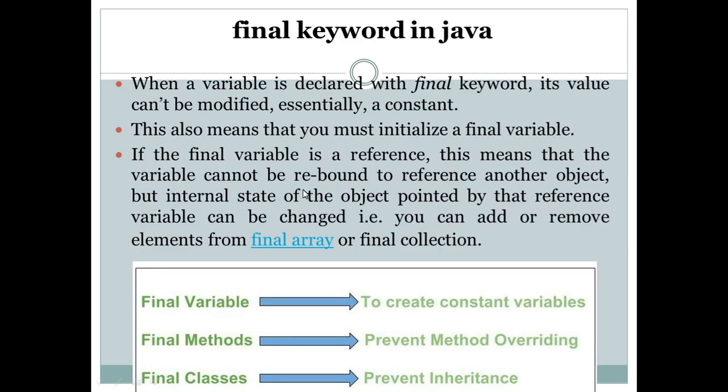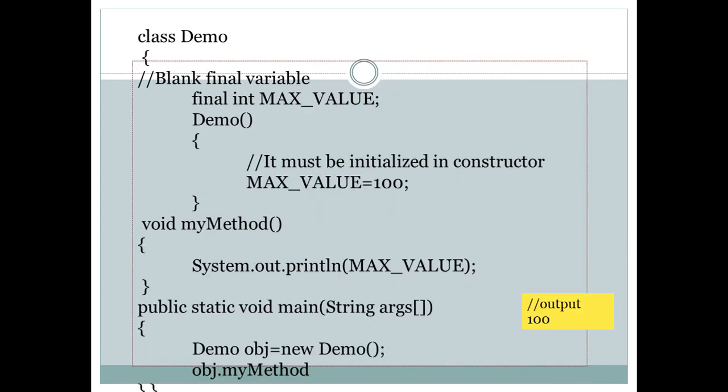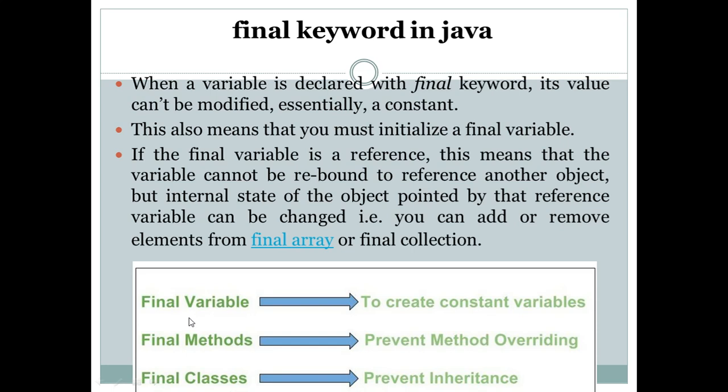Now next is the final keyword. The keyword final is a non-access specifier in Java. When a variable is declared with the final keyword, its value can't be modified. Essentially, it is a constant. This also means that you must initialize a final variable. So final may be applied to a variable, a method, or a class.